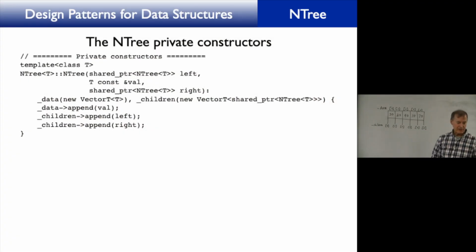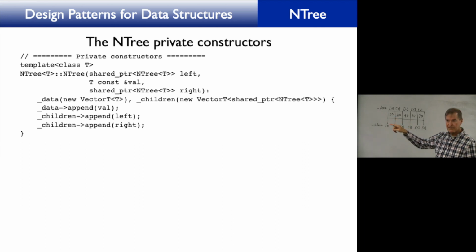First of all, let's take a look at the constructors. We had a couple of private constructors and a couple of public constructors. Can we tell from this code what the parameters are for this constructor? This is a constructor for an NTree, and how many parameters does it have? Three: left, val, and right.